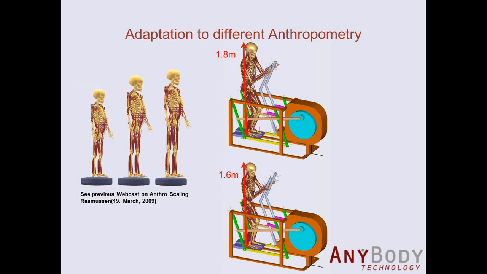If you are interested in checking whether your product can adapt to various sizes of different anthropometry, then AnyBody can be very useful together with a CAD system. For instance, this kind of cross-trainer machine should have no problem for both small and tall people.